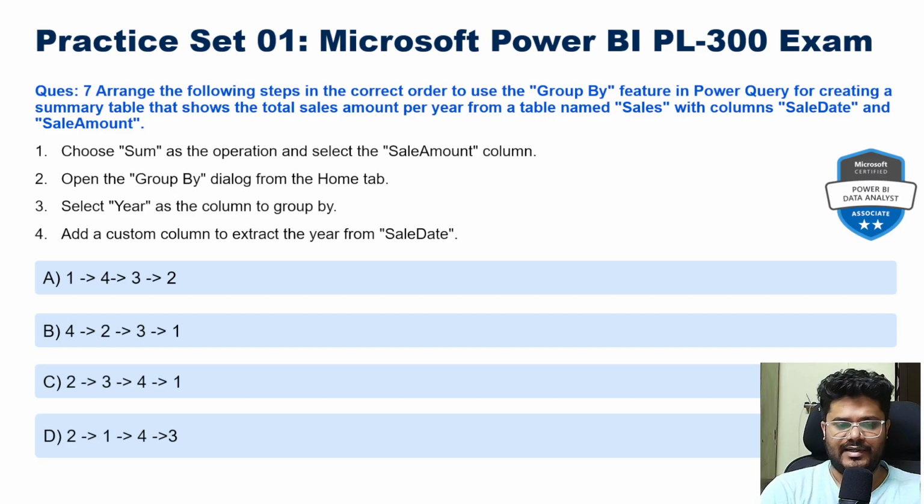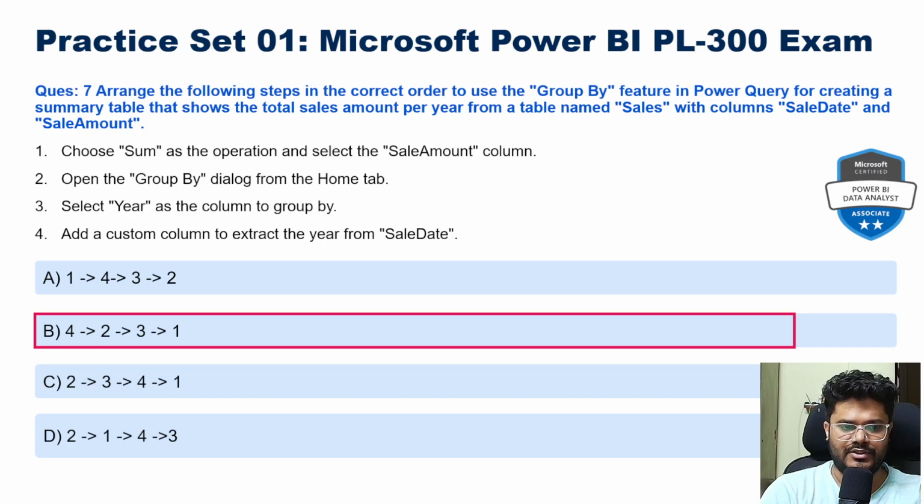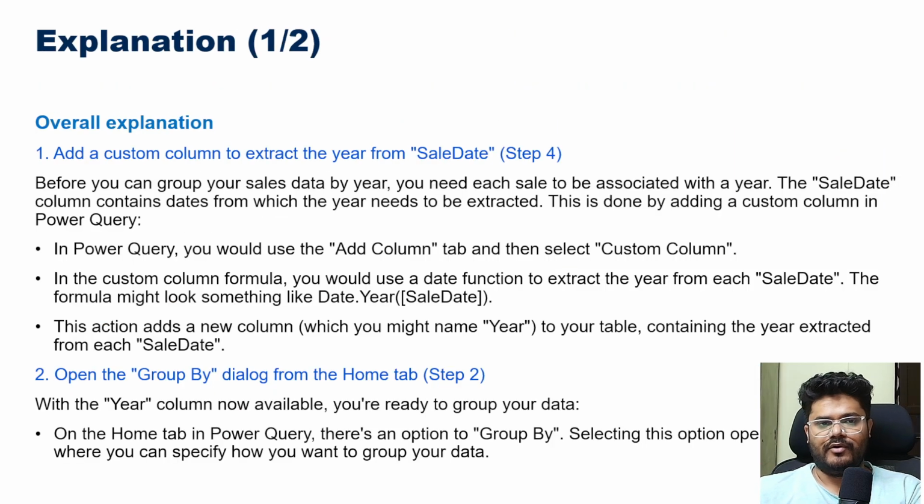So yeah, time's up. Let's see what the solution is. It's option B. The first step is obviously adding the custom column to extract the year, then perform the group by operation, select the year as the column, and lastly choose sum as the operation. So that is the solution. We will go through the Microsoft Learn article on this topic, and I will also demo on the Power BI Desktop app to see these steps live. So this is the overall explanation.